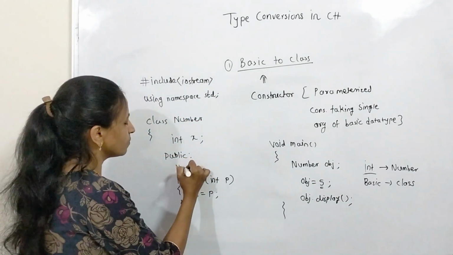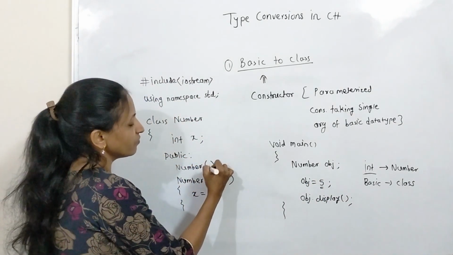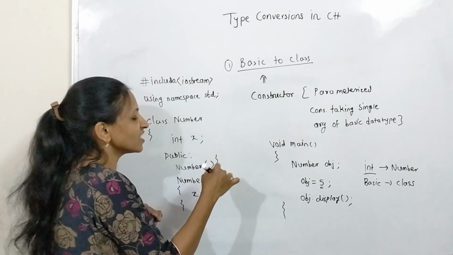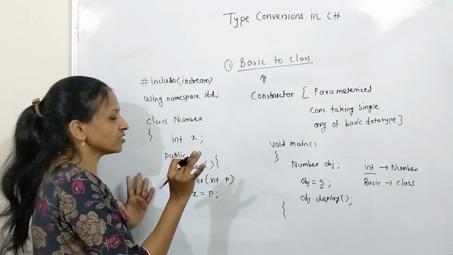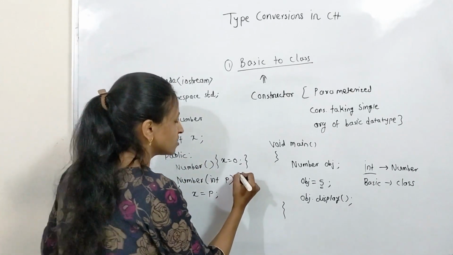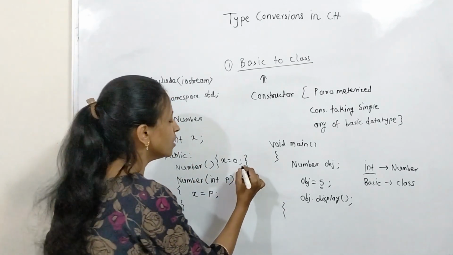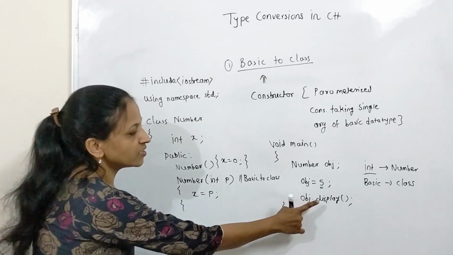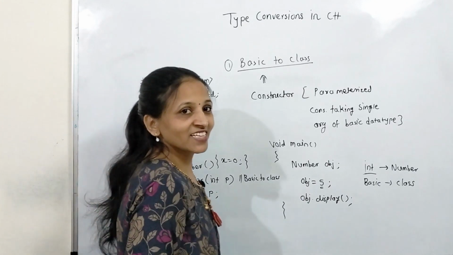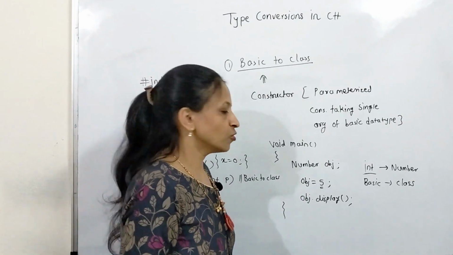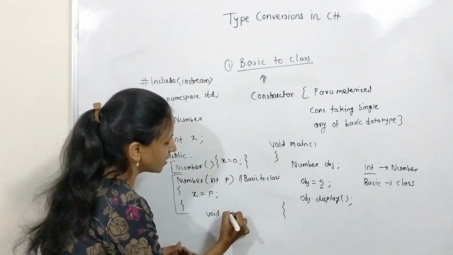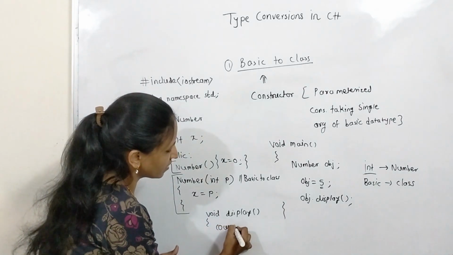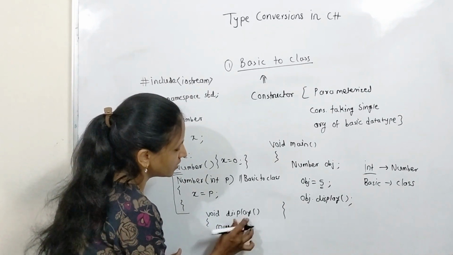Now how to write it: simple Number, and here we will not pass anything, that is the default constructor, and here you can write x equal to 0 or you can write nothing. This parameterized constructor we are writing to achieve basic to class type conversion. Now see the next one, display, so that we can check the value of that object. Return type is void, then display, and here no need to pass anything, we are just displaying the value of x, that's it.